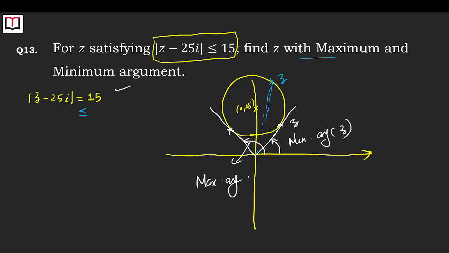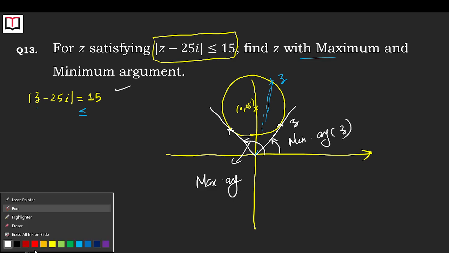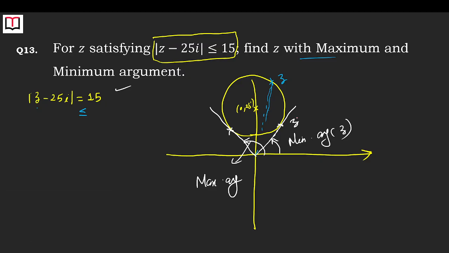So the only thing is we have to find the minimum. Since the curve is symmetrical about the y-axis, if I find z here, the other should be its mirror image. So how to get z? Just join it. So it's a right angle triangle. The distance from origin to the center is 25 units, this is 15. I call it z1. So OZ1 is nothing but 20 using the Pythagoras theorem.